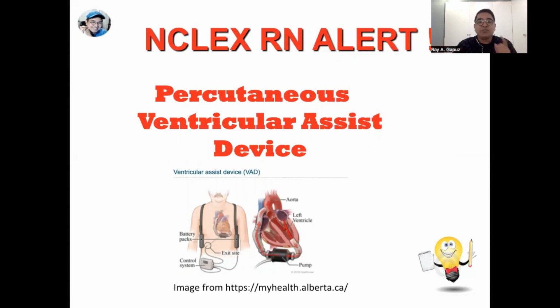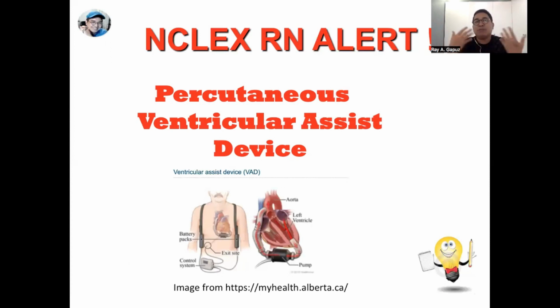You would also note that the control system is actually on the abdominal wall, and the communication between the control system and the pump is through a catheter. So this is a catheter, and the catheter could be either inserted on the neck, the armpit, or the leg. Now, what are the things that your patient should know about this?